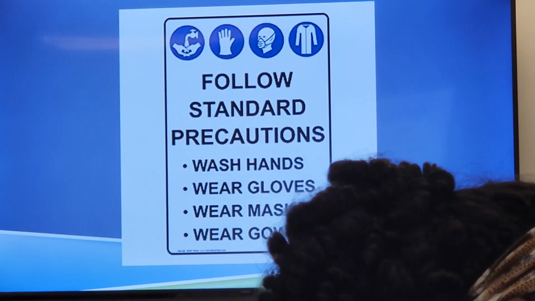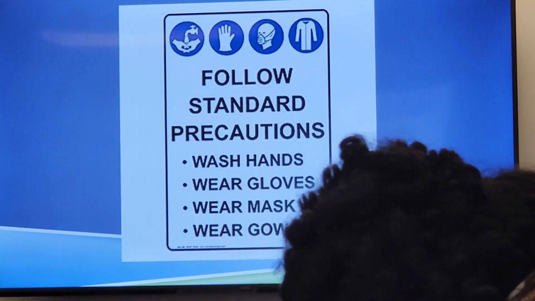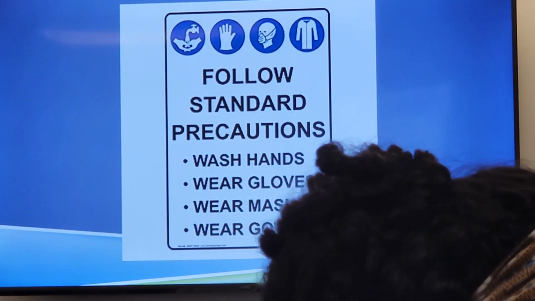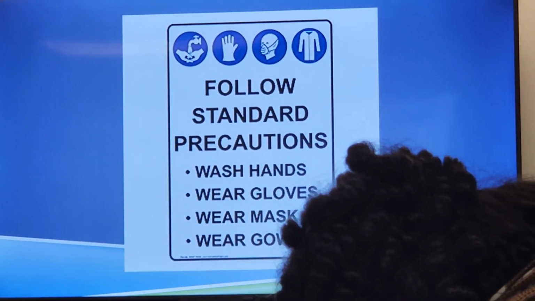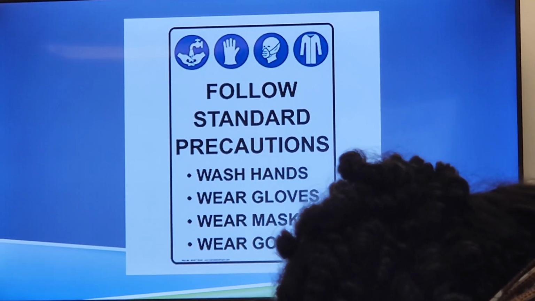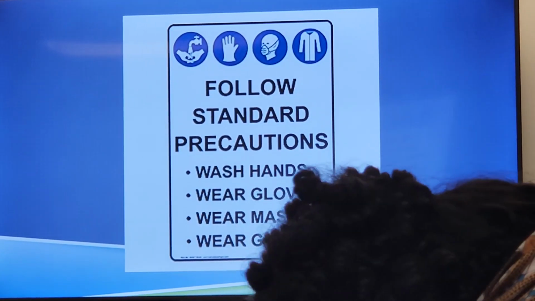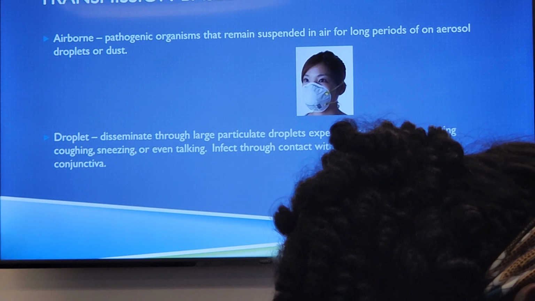Kids are gross. All right, standard precautions. That's our four standard precautions that we should all know. Of course, wash hands, wear gloves, wear a mask, and wear a gown as needed. That's our regular standard precautions. We've already gone over this.